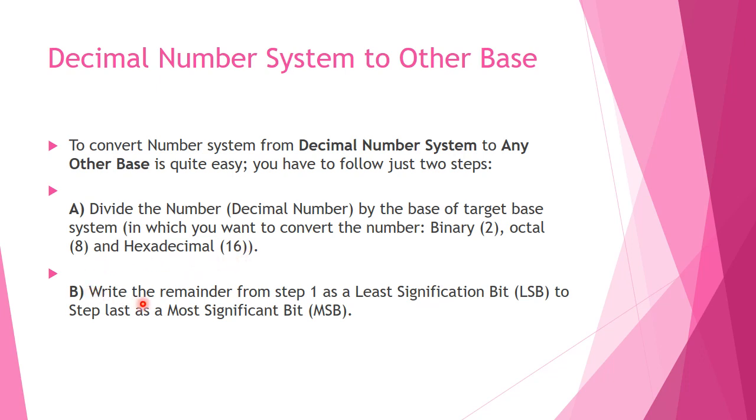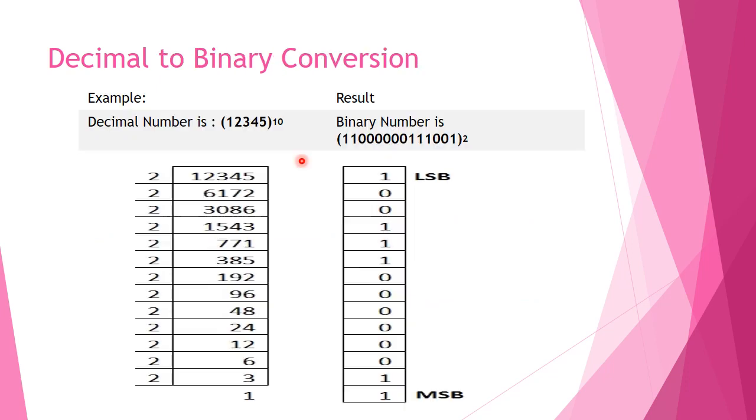And then write the remainder from step 1 as the least significant bit, that is LSB, which we have already discussed in our previous class, up to the last step as the most significant bit, that is MSB. So let us take a few examples. You will write this in the opposite manner, right? From the most significant bit to the least significant bit.